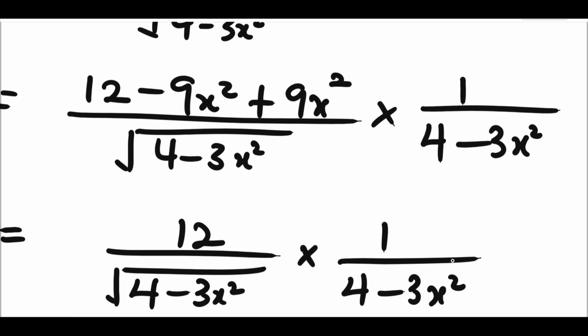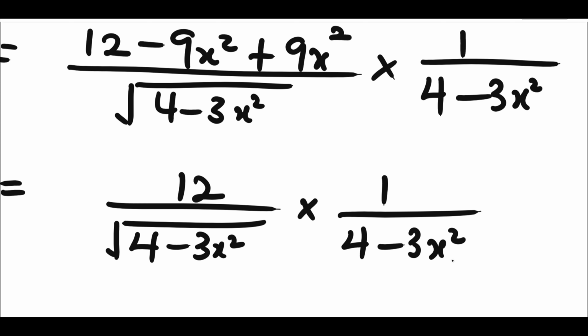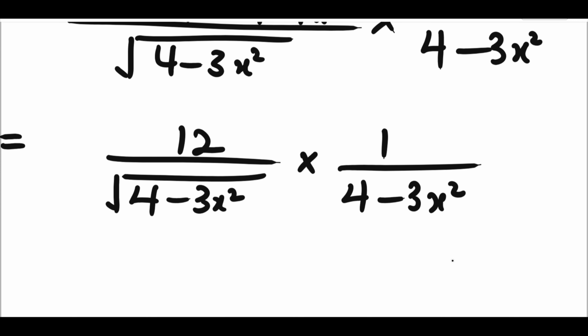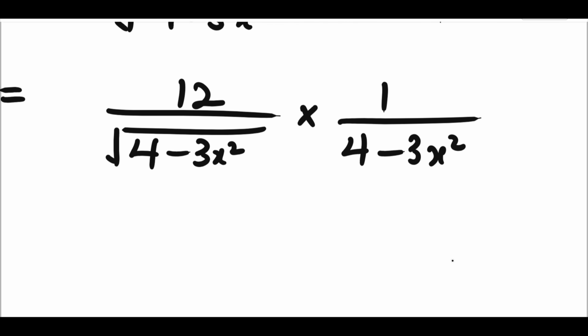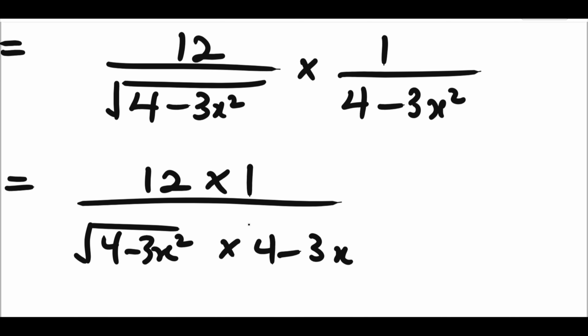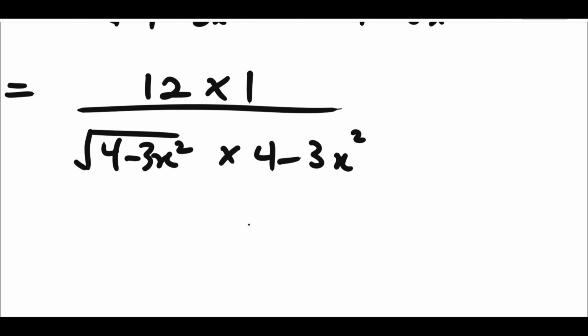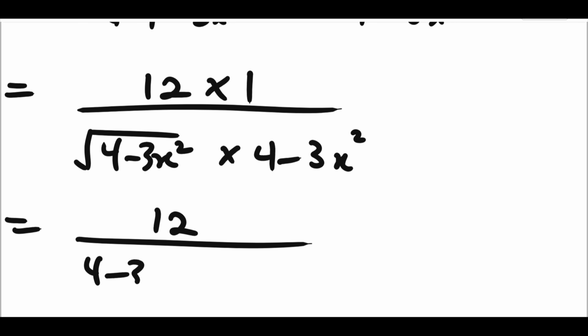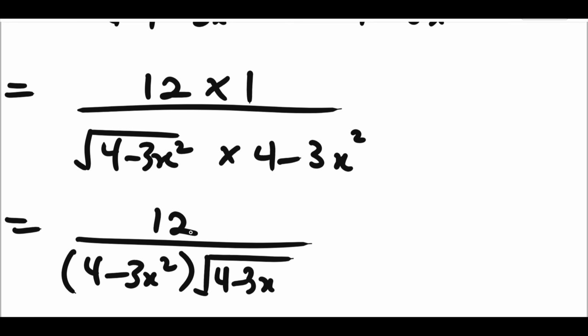Now in the first part, we have 12 divided by the square root of 4 minus 3x squared, times 1 divided by 4 minus 3x squared. In the second fraction, the denominator has no square root. Now let us multiply. A numerator multiplies a numerator, so we are going to get 12 times 1. Then the down one, we get the square root of 4 minus 3x squared multiplying 4 minus 3x squared. So at the end, we are going to get 12 divided by 4 minus 3x squared multiplying the square root of 4 minus 3x squared.